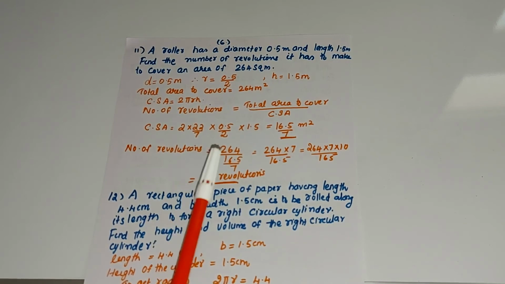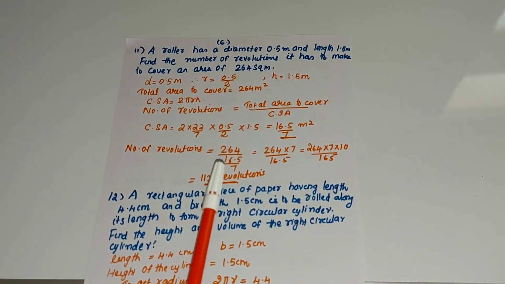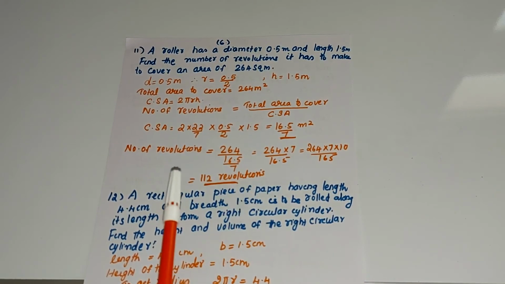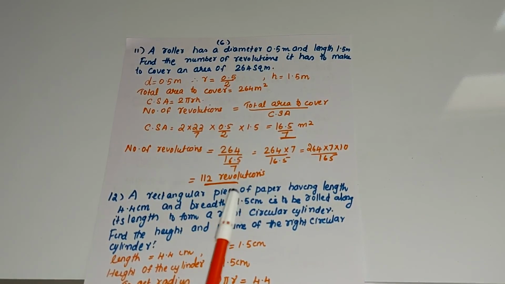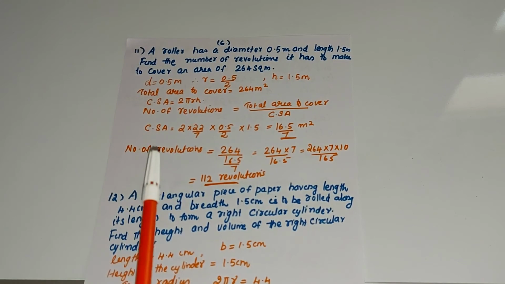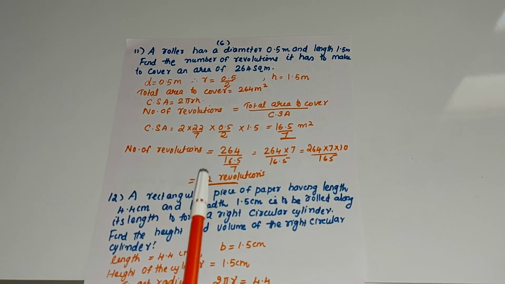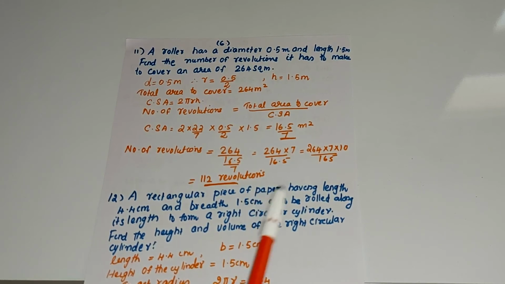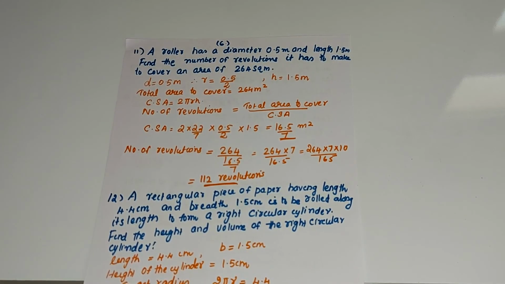It is equal to 2 into 22 by 7 into 0.5 by 2 into 1.5. We know the formula of CSA of a cylinder is 2 pi r h. So CSA equals 2 into 22 by 7 into 0.5 by 2 into 1.5. It is equal to 16.5 by 7 meter square. So we got CSA as 16.5 by 7 meter square.